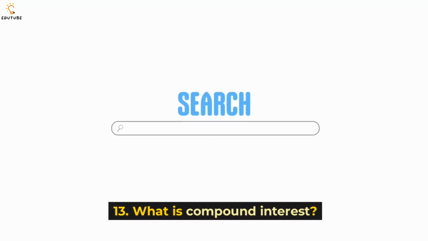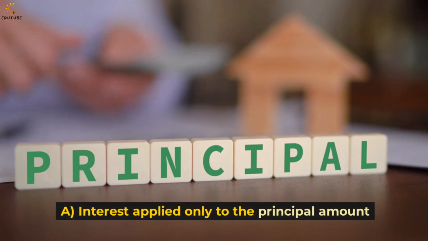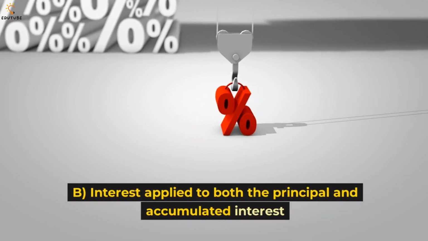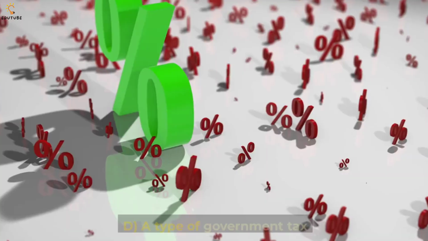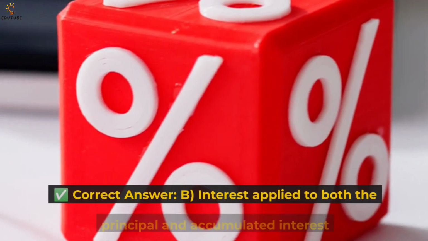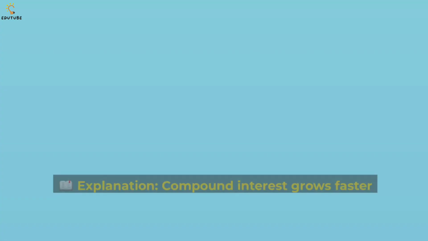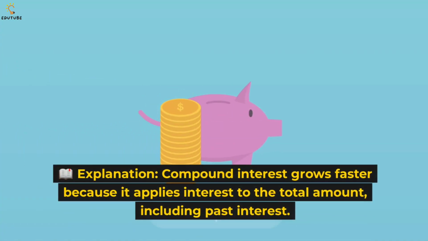13. What is compound interest? A. Interest applied only to the principal amount. B. Interest applied to both the principal and accumulated interest. C. Fixed interest applied yearly. D. A type of government tax. Correct answer: B. Explanation: Compound interest grows faster because it applies interest to the total amount, including past interest.